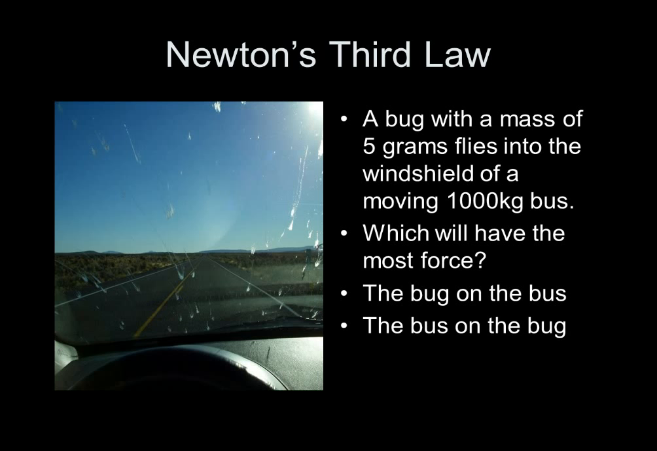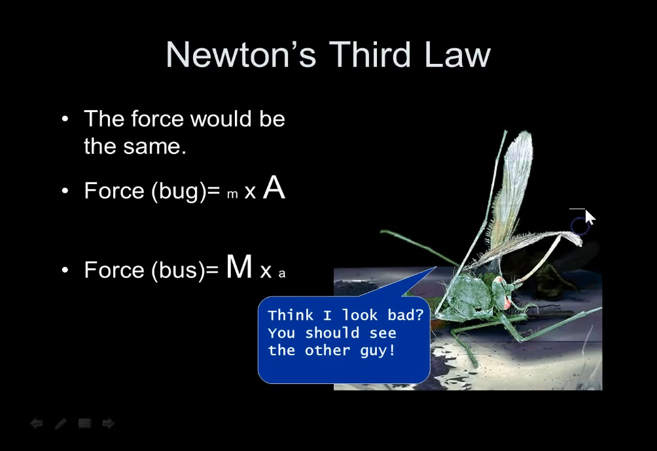A bug with a mass of 5 grams flies into the windshield of a moving bus of 1,000 kilograms. Which will have the most force? The bug on the bus or the bus on the bug? Well, the force would be the same because the force of the bug would be a small mass times a big acceleration, and the force of the bus would be a big mass times a small acceleration.